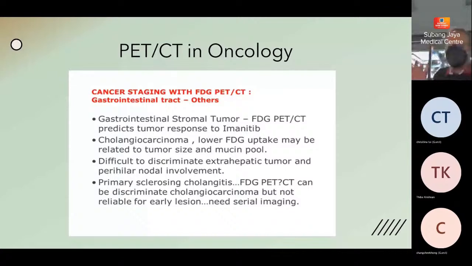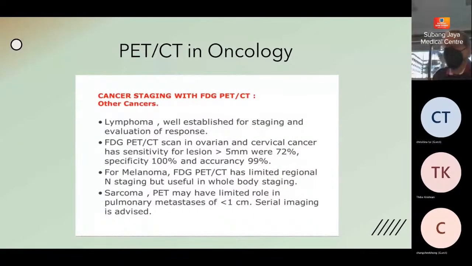Now, with regards to lymphoma, I think it's very well established for staging and evaluating response. There have been so many criteria over the past 12 to 13 years, from IWC, lymphoma groups, various cervical cancers. Again, you find that for any lesions above 5 millimeters, the sensitivity and accuracy are fairly good. Now, melanoma, the problem with melanoma is that because the lesion can be quite small, the uptake variable, sometimes we miss small lesions, but it is good for staging.